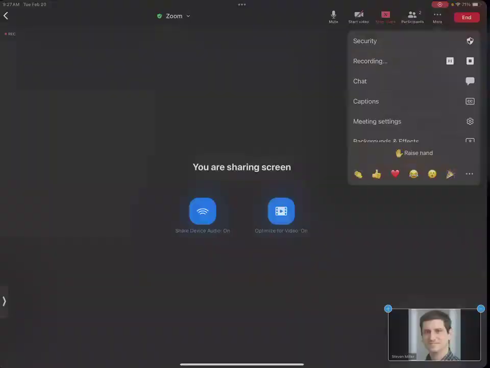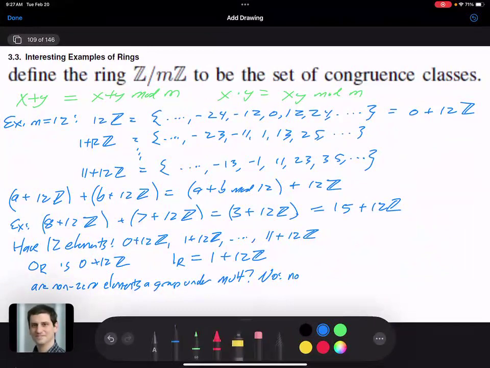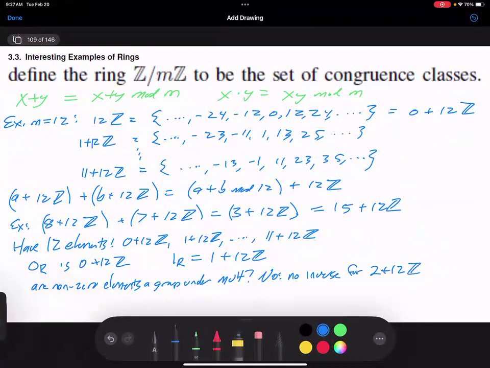Good. So there's no inverse for 2 plus 12Z. If you look at 2 plus 12Z, everything in it is going to be a multiple of 2. If there's going to be a multiplicative inverse, when I multiply by that, I've got to get a remainder of 1 mod 12. And there's nothing I can multiply an even number by and get an odd number. What other elements would not have a multiplicative inverse?